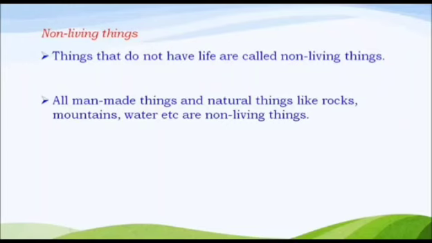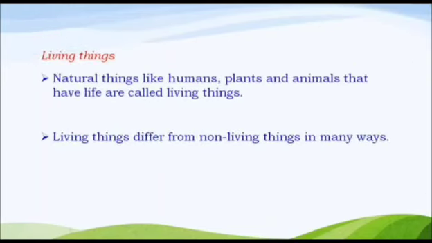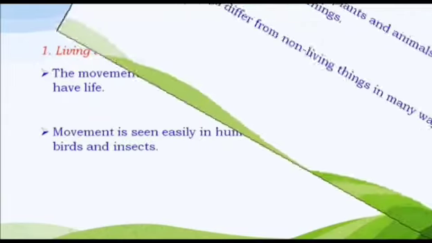The next is living things. Natural things like humans, plants, and animals that have life are called living things. Living things differ from non-living things in many ways. Living things and non-living things can be classified on the basis of their characteristics.